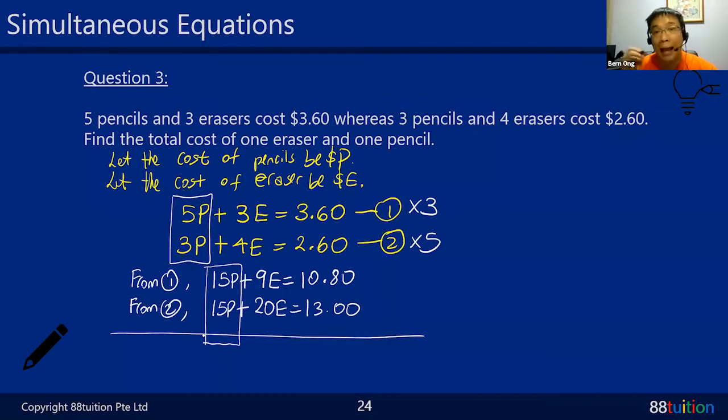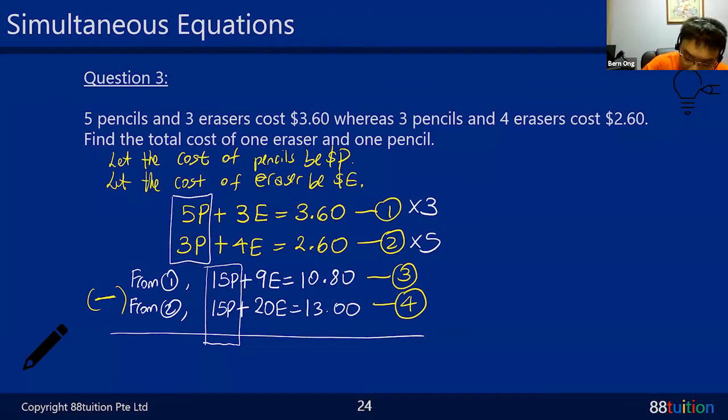Okay, so the idea here is to get rid of the p. Yes, one pencil is 60 cents. Shavani, got it. So 15p and 15p, you want to get rid of it. So you need a minus sign to get rid of the p, right? All right. So the top minus the bottom. So this is called equation 3, and this is called equation 4. So 15p minus 15p, gone. That is what you want. So now I take equation 3, 9e, minus the 20e, the top minus the bottom.